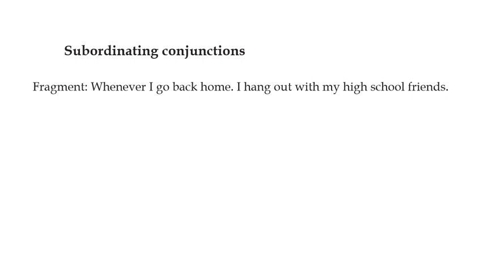Okay, the third problem area is these subordinating conjunctions. If you remember in the lesson on meet the sentence, this is the kind of conjunction where if a sentence begins with this conjunction, it's called a dependent clause, and it needs an independent clause to complete the thought. So, whenever I go back home, I hang out with my high school friends. Whenever I go back home does not stand alone.